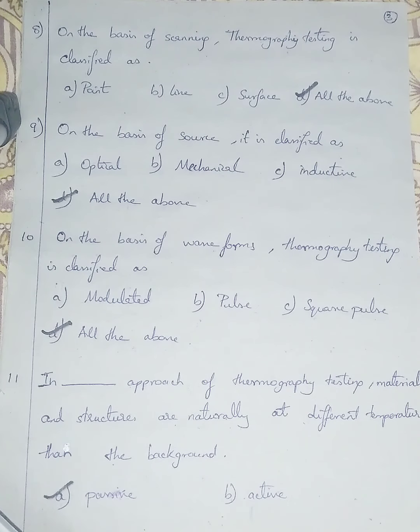In passive approach thermographic testing, the material and structure we are going to inspect are naturally at different temperatures than the background. The background is the surroundings, and the background and the material will have different temperatures. With that temperature difference, if there is a hole, there will be a different spectrum in the thermal graph. With that, we can say there is a hole, a discontinuity, or some deformation. So I'm going with option number A, passive.